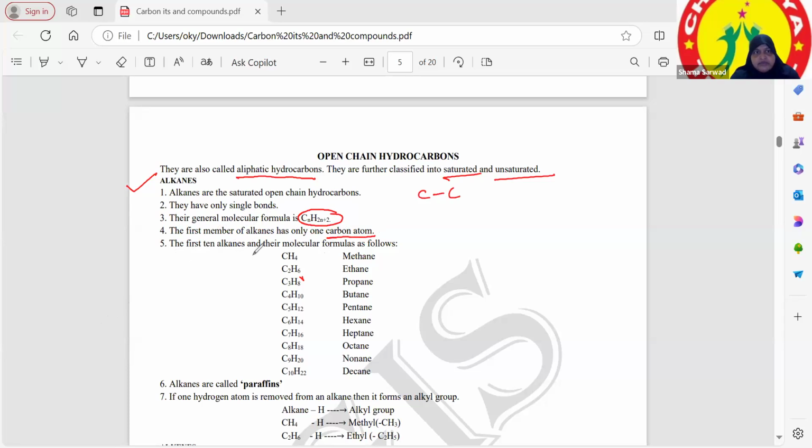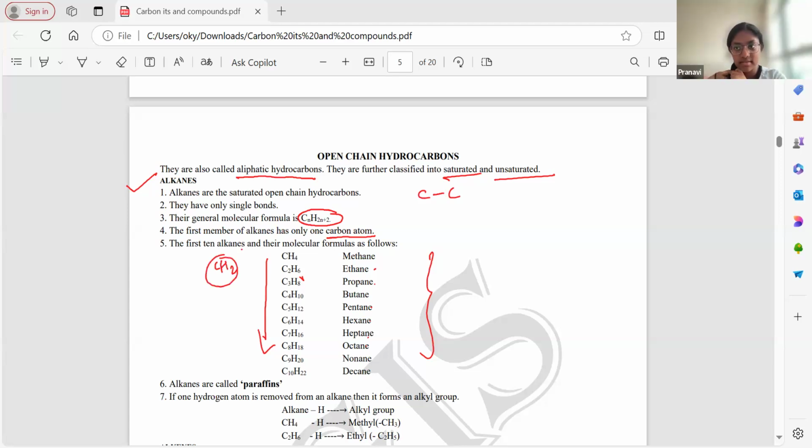And the first 10 alkanes and their molecular formulae are as follows: methane, ethane, propane, butane, pentane, hexane, heptane, octane, nonane, and decane. The same I already gave you. From the first member, you just have to add this CH2 group to get the next one. The homologous series. And the alkanes are called paraffins. Another name for the alkane is paraffins. Please note.